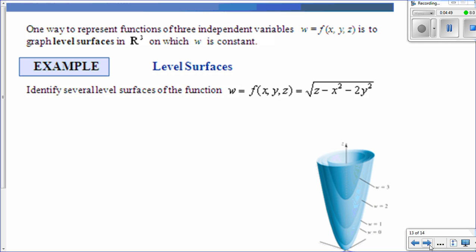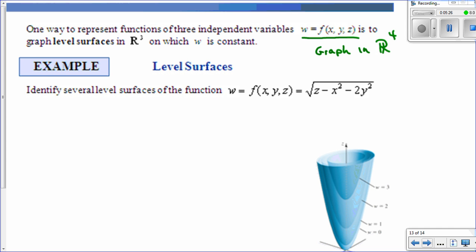Okay, now one way to visualize these when you have more than 2 independent variables, since the graph of this would actually be in R4, is to look at what's called level surfaces. So instead of looking at the fourth dimension, you're looking at constant values for the W. What you're doing is finding all the points, everything on one of these paraboloids would have a constant value of W.